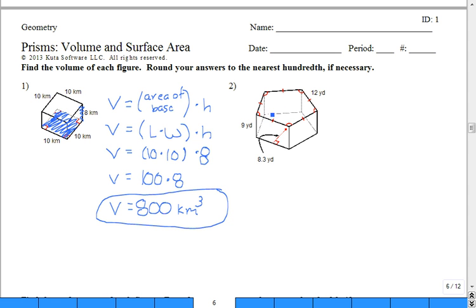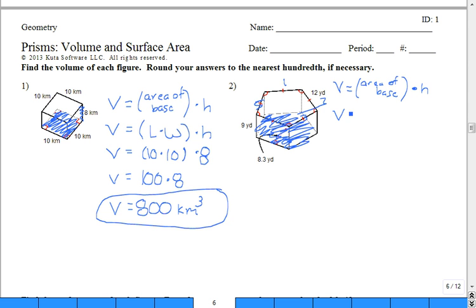Now on to the second problem. Our base here is different. We have 1, 2, 3, 4, 5 sides to our base, so we know that this is a pentagon. We still have our formula. Our volume is equal to the area of the base times the height.